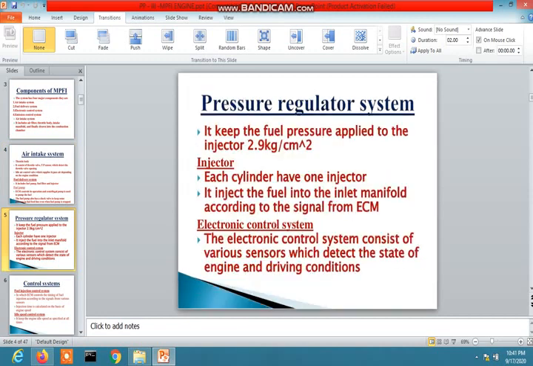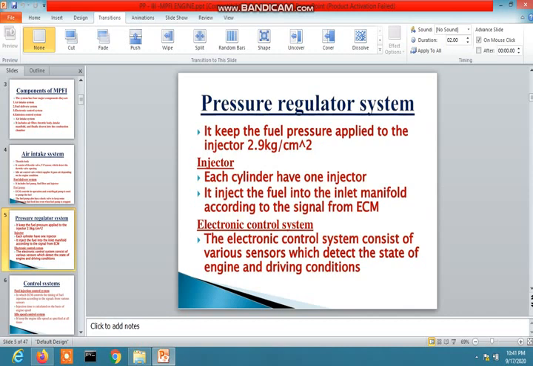Now, the fuel pressure is almost 2.9 kg or more. Injector: each cylinder has one injector, so it injects the fuel into the inlet manifold according to the signal from the ECU. So this is the injector. It is basically the actuator, you may call it the actuator device.